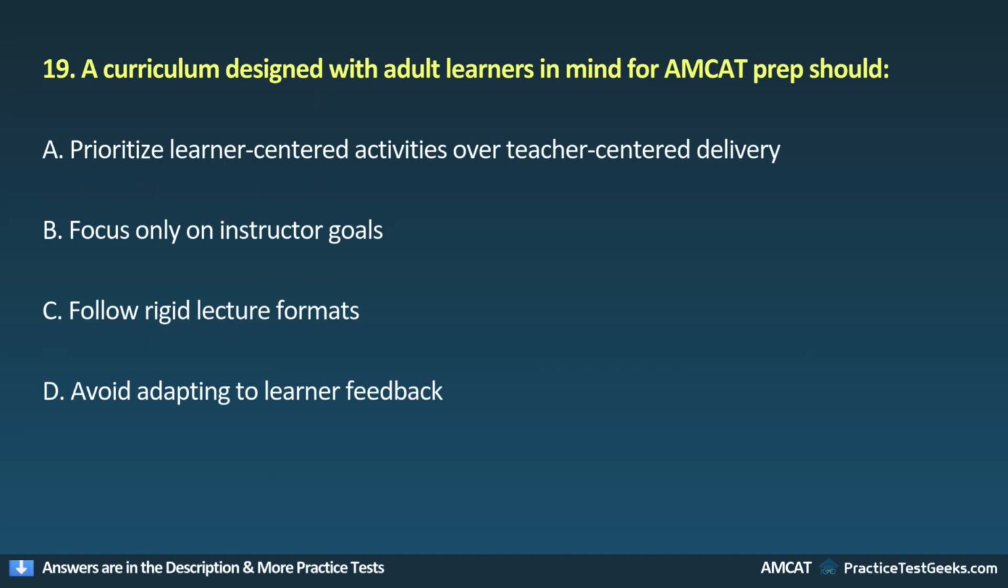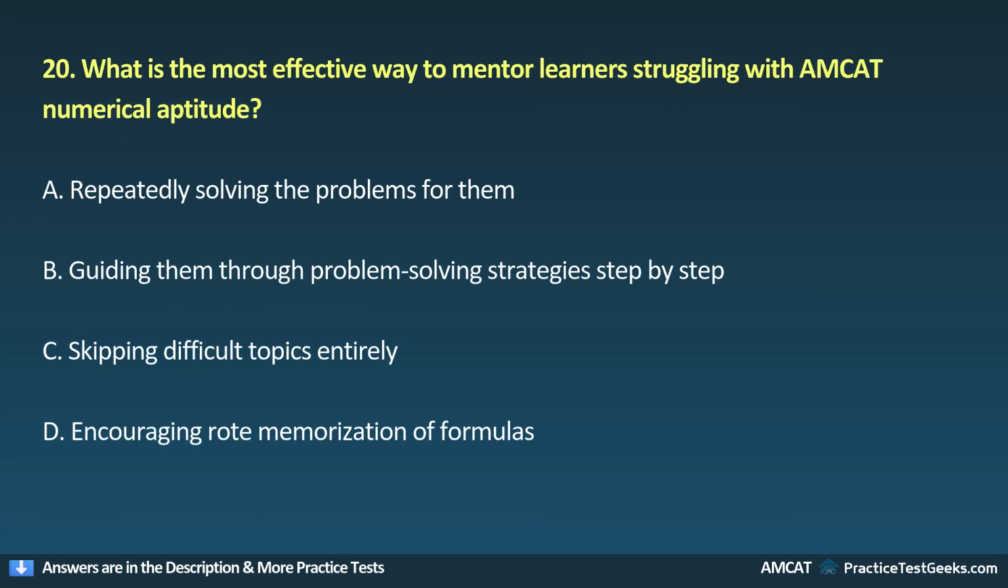19. A curriculum designed with adult learners in mind for AMCAT prep should: A. Prioritize learner-centered activities over teacher-centered delivery. B. Focus only on instructor goals. C. Follow rigid lecture formats. D. Avoid adapting to learner feedback.